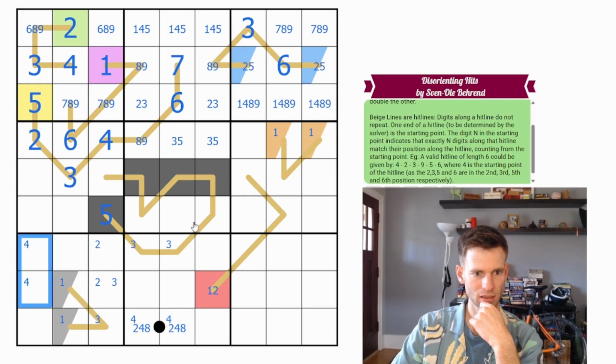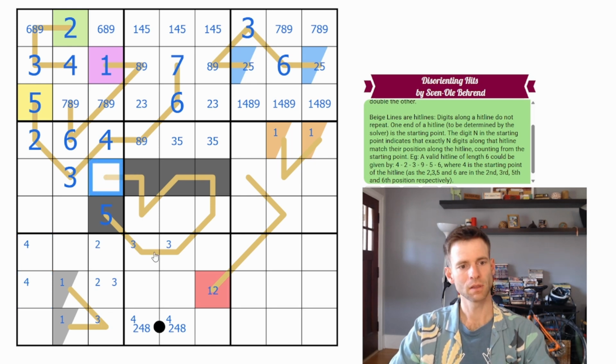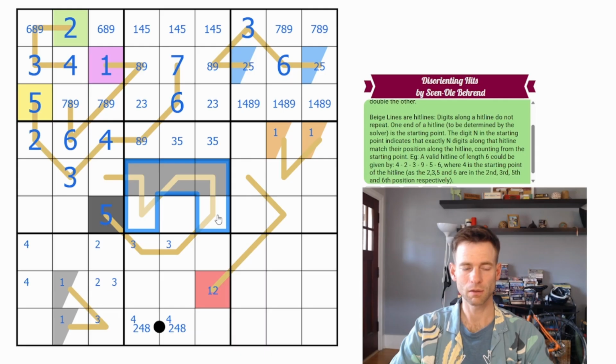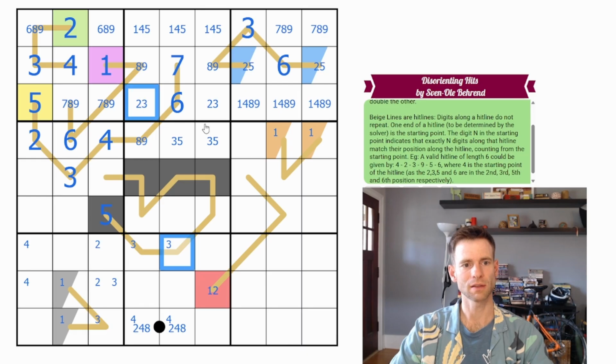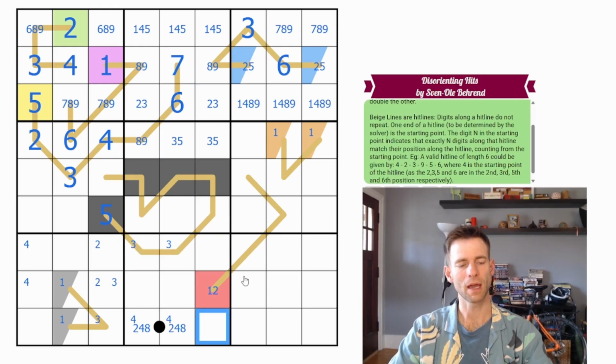Does that help you with anything here? That's not a 4. These aren't 4s. One of these is a 4. Doesn't really help. Nothing fancy going on with the 3s here. I mean, if this is a 3, that's a 3, that's a 3. If this is a 3, that's a 3, that's a 3. There's no X-wing potential, you know, nothing happening there.